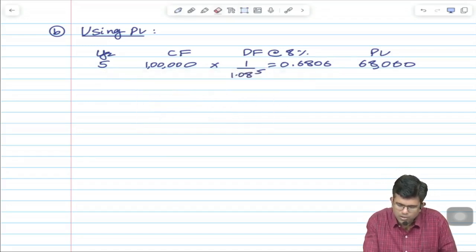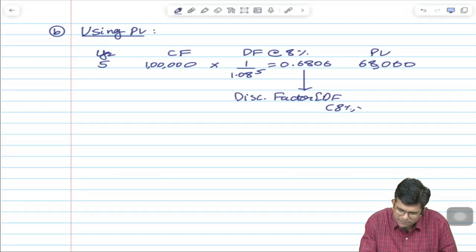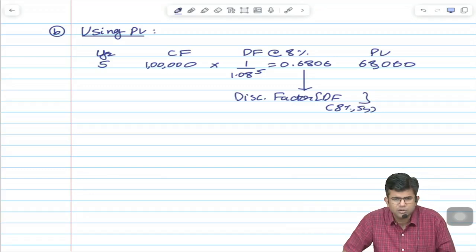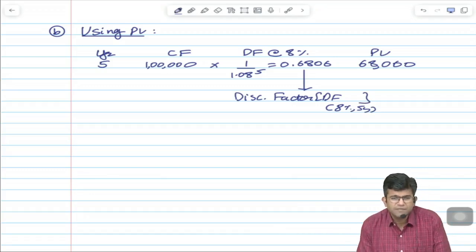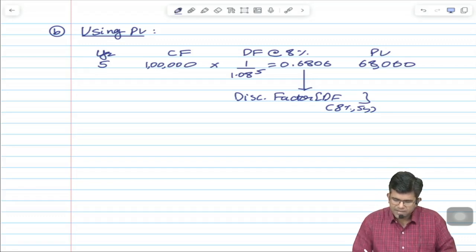For those who remember, this number that you got now, 0.6806, is called the discounting factor. It is the 8% fifth year DF. This language you understood? DF, discounting factor. It is also called PVF, present value factor. Some people call it PVIF, present value interest factor. Different names are there. Anyways, so we got 68,060.